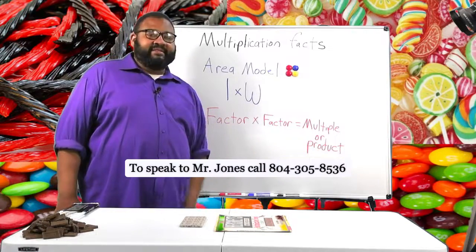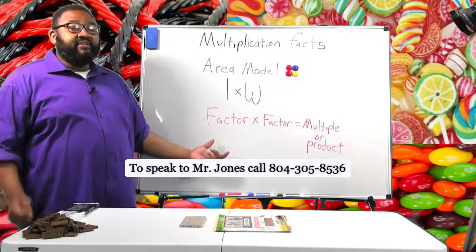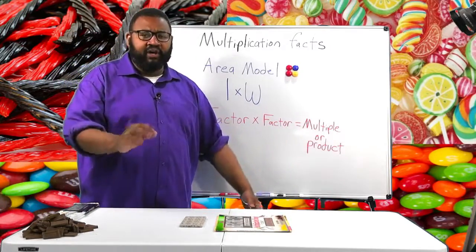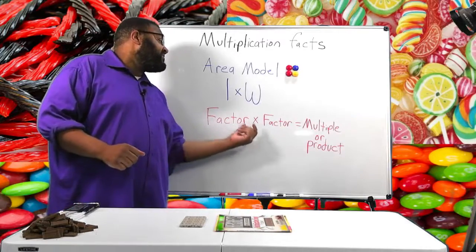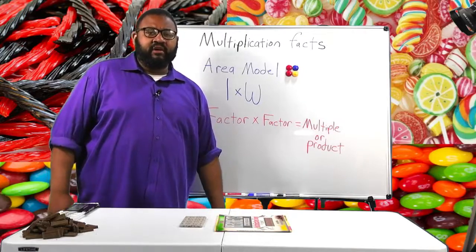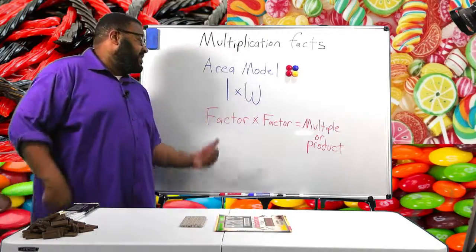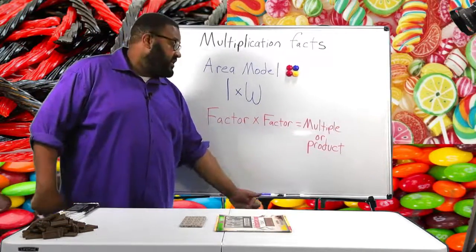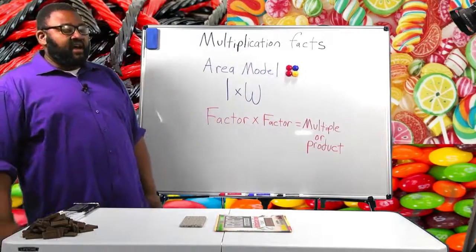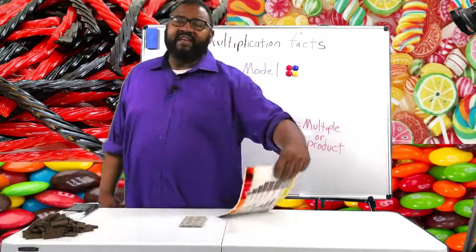Or I sing it: factor times a factor equals a multiple or product. Factor times a factor equals a multiple or product. All right? You say it with me one time. Factor times a factor equals a multiple or product. So we're going to be talking about that along with some other vocabulary tonight.